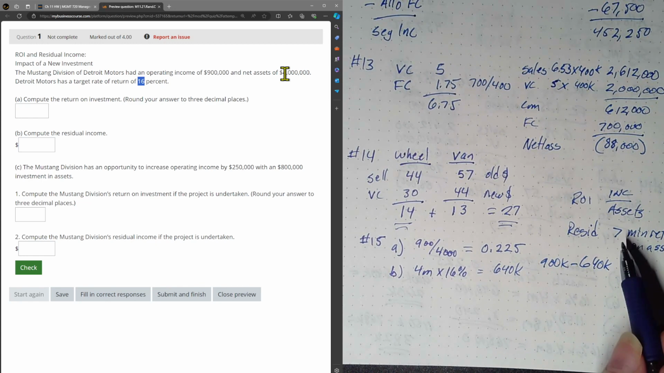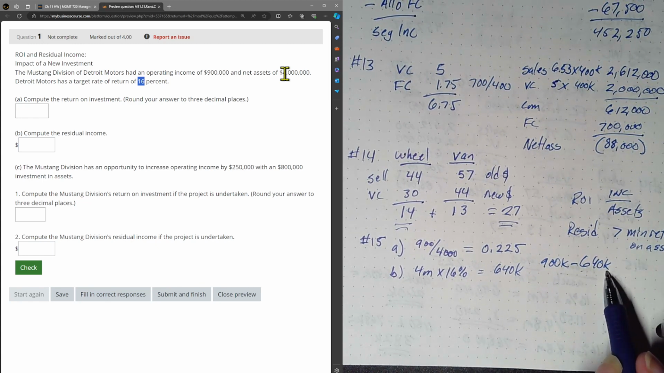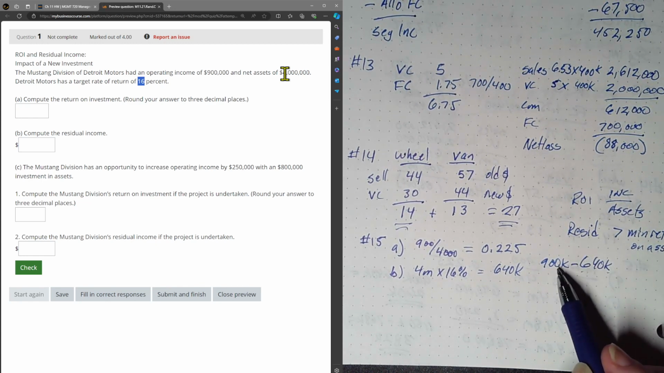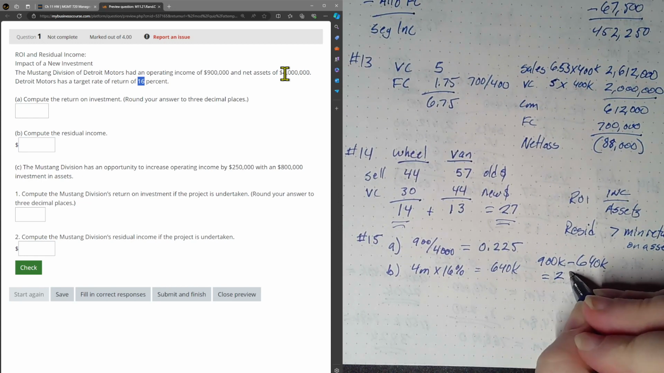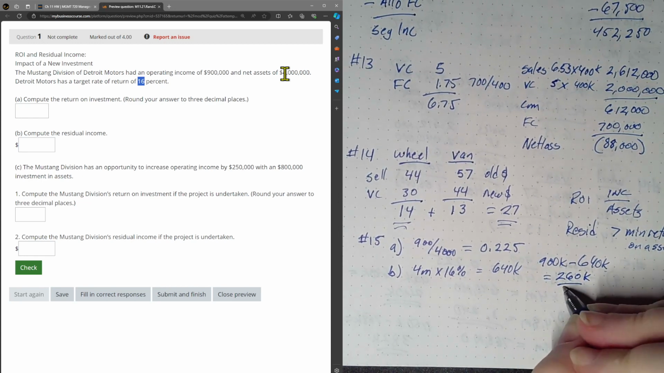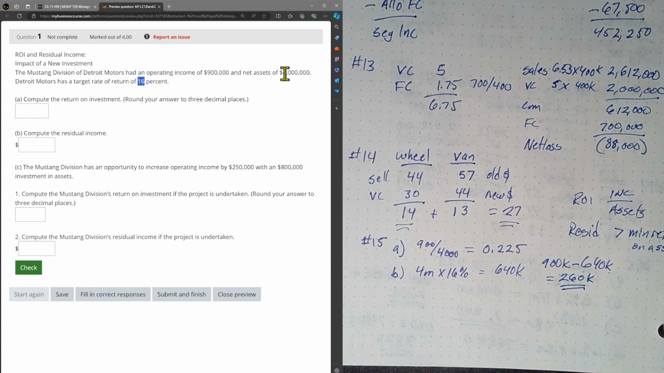In other words, this is the minimum return on assets, right? And how much more than the minimum return did we get? So 900 minus 640, that equals 260. So this is the residual income. This is the buffer, I guess you could say. This is the excess over the minimum that we have to make.